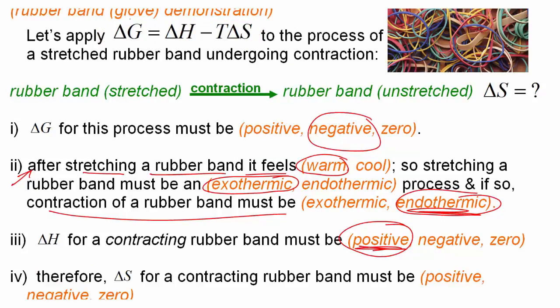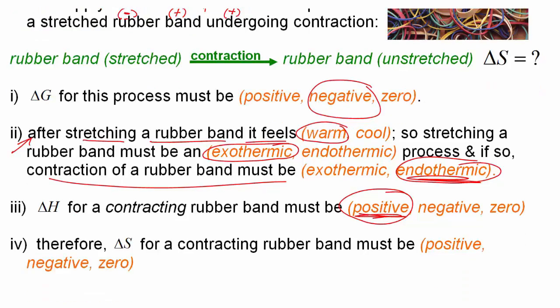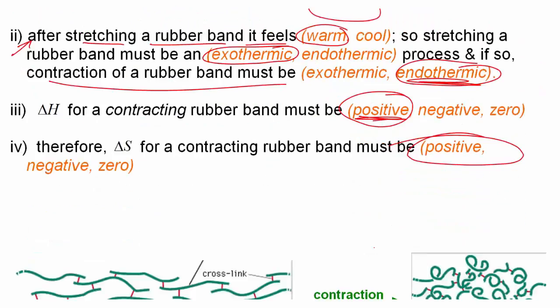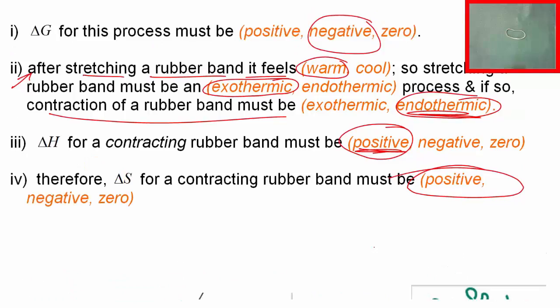Therefore, the entropy for a contracting rubber band must be, okay, now we have to apply our equation here. We said that delta G is negative, spontaneous process. We said the change in enthalpy for that contracting rubber band is positive. Well, if delta G is going to be negative, delta S had better be a what number? Positive or negative? Positive, right? Because T can't be negative. So in order for delta G to be negative, this delta S has to be positive. Because a positive times a negative will give me my negative number. So we have a positive change in entropy.